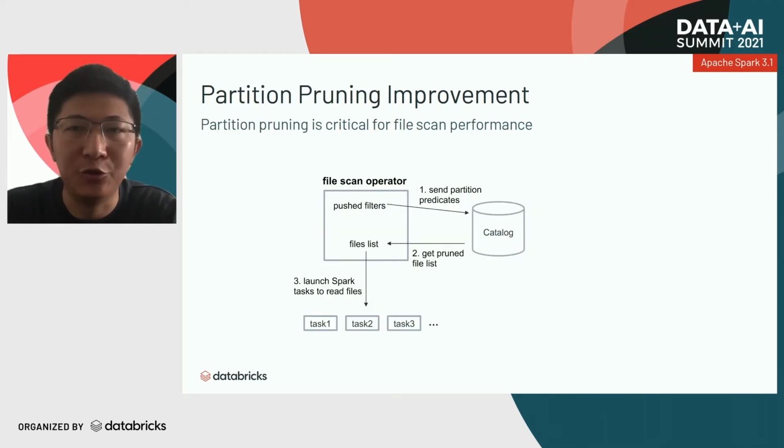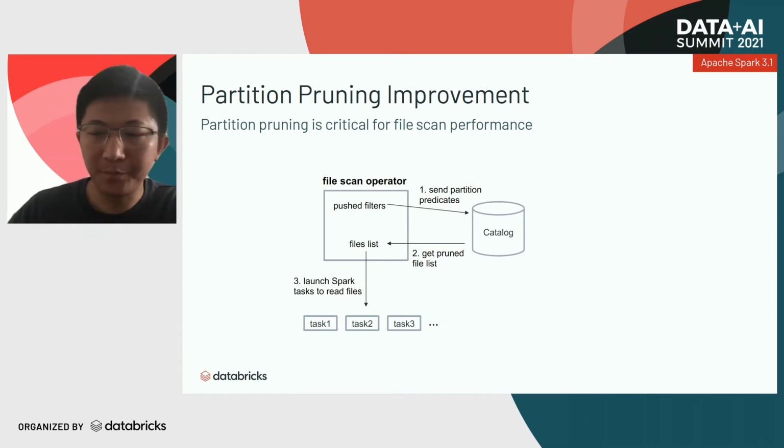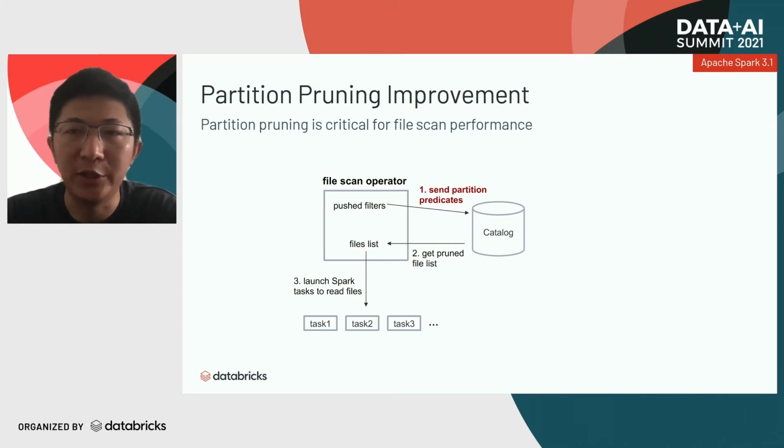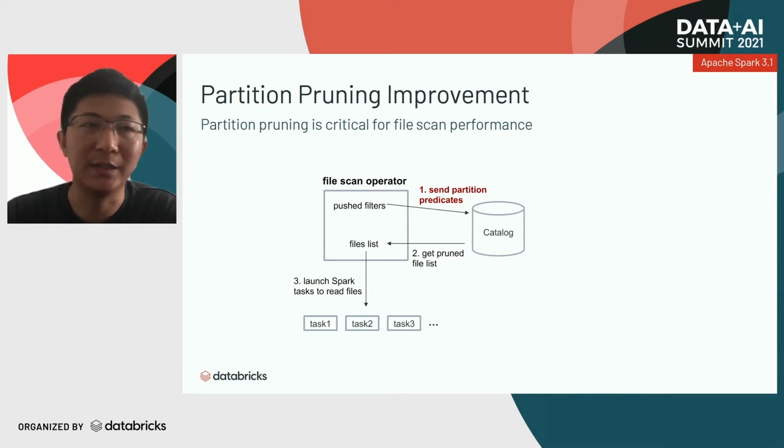The second thing I'd like to talk about is partition pruning. This is very critical for file scan performance, as it can reduce the files to scan. In general, before Spark launches the tasks to read files, it first sends a request to the underlying catalog, like the Hive Metastore, with partition predicates to get a list of files to scan. Obviously, if Spark sends more partition predicates, the catalog is more likely to prune more files, so you can scan fewer files and improve the performance a lot.